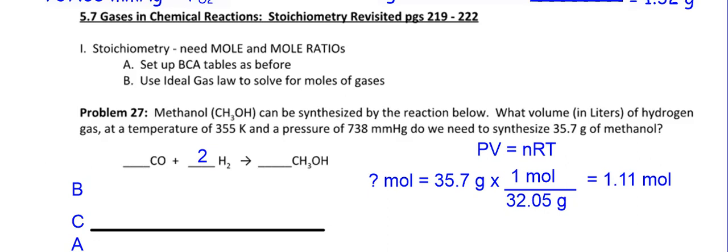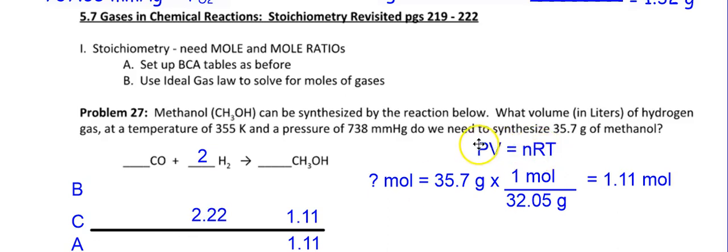So now what? I'm going to plug that in here. I made 1.11 moles of methanol. That means I had this in my C, because what's always up here? I didn't put it in there, but it's a 0, isn't it? So the C is what I really need. So what's 1.11 divided by 1 times 2? Well, hopefully you got 2.22.